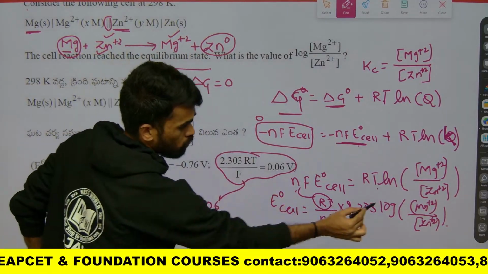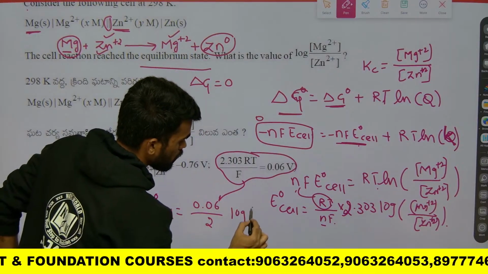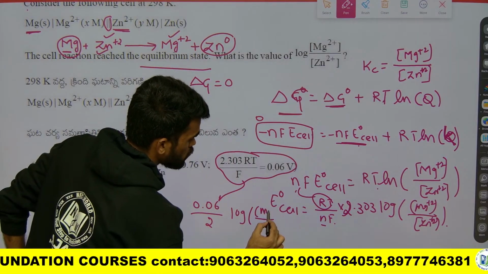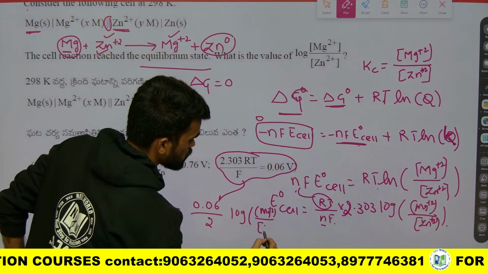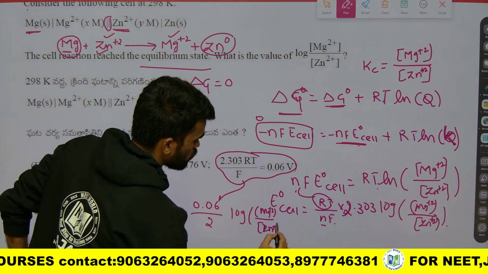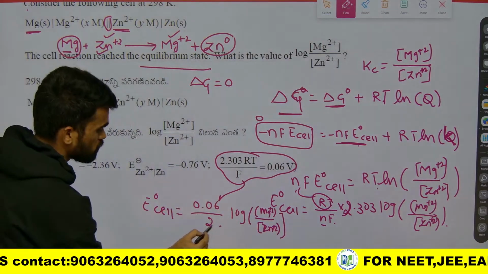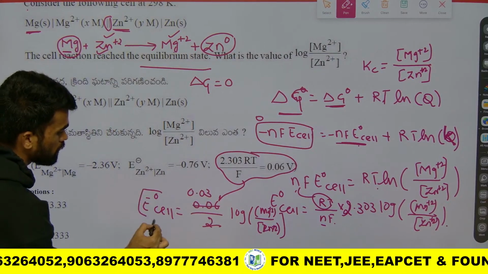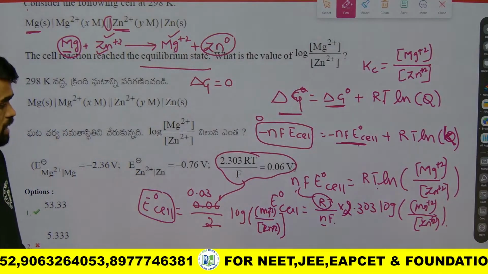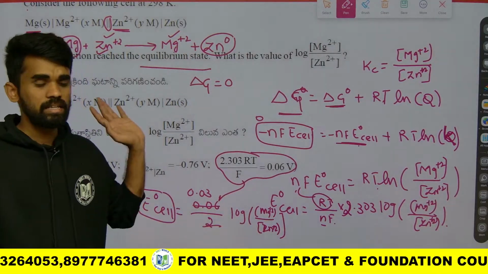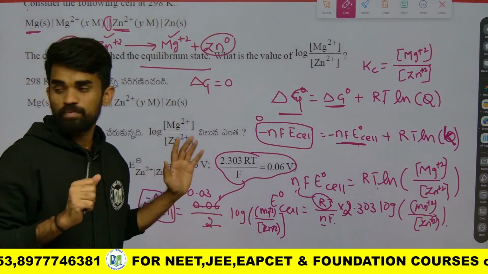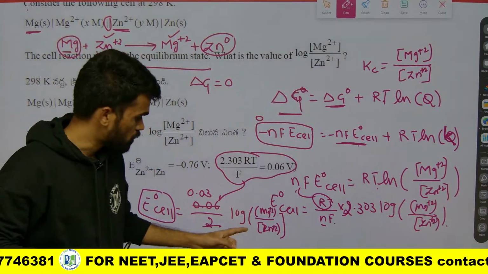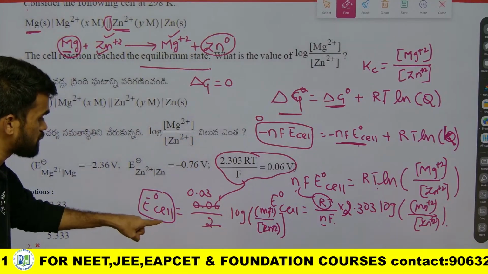Okay. Now what are we remaining with? Log of the concentration of magnesium plus 2 by the concentration of zinc plus 2. This is what you need to take here. Okay, so this will be 0.03, write it here. So what we need here, if we know this E0 cell value, finally we can get the remaining log of concentration of magnesium by concentration of zinc. So how can we get this E0 cell?